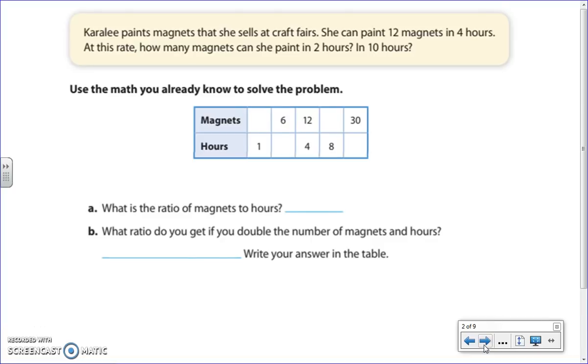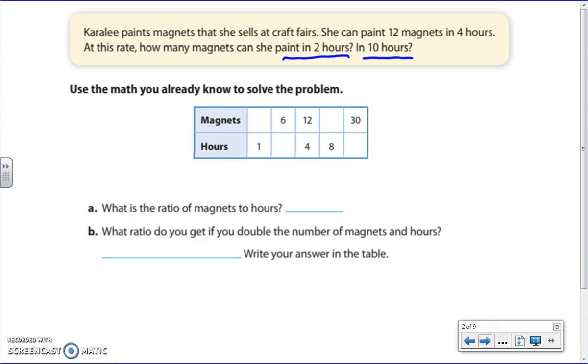The first problem says, Carrie Lee paints magnets that she sells at craft fairs. She can paint 12 magnets in 4 hours. At this rate, how many magnets can she paint in 2 hours, or in 10 hours? So the first thing that I notice about this problem, along with a lot of the problems in the Ready Math series, is that they ask two questions. They want to know how many magnets she can paint in 2 hours and in 10 hours. So we have two questions to answer.